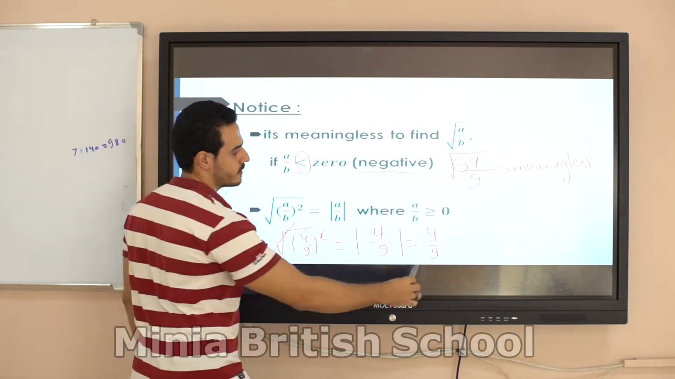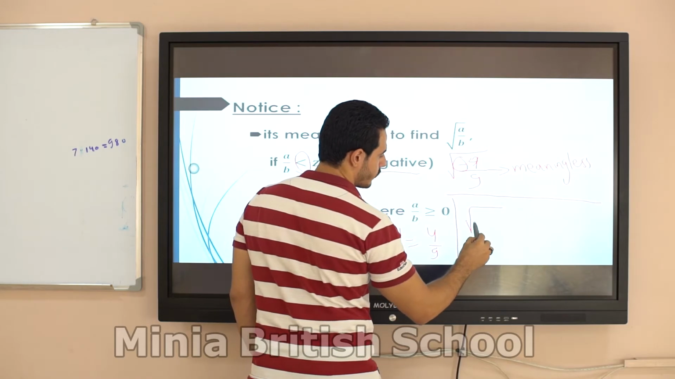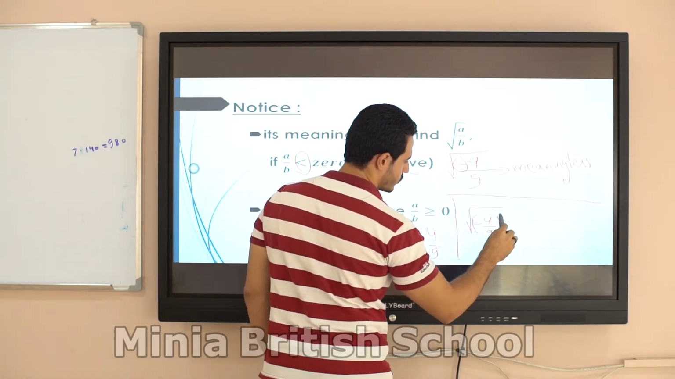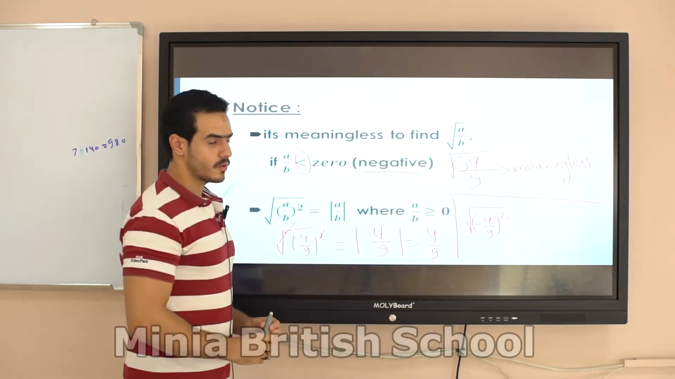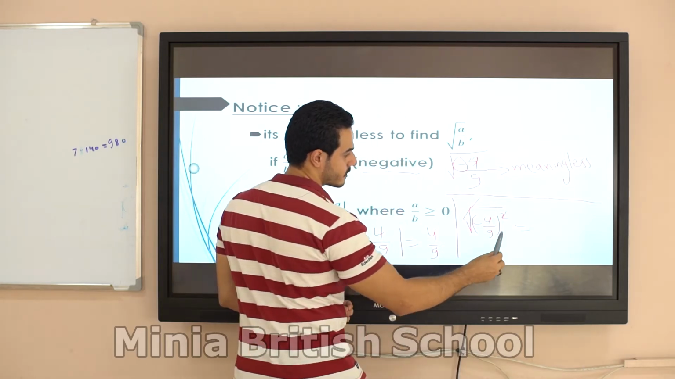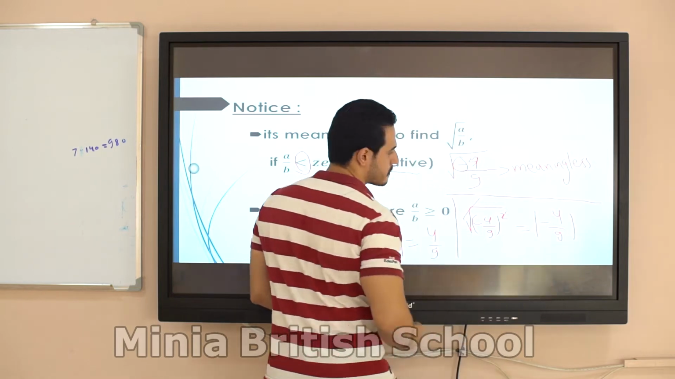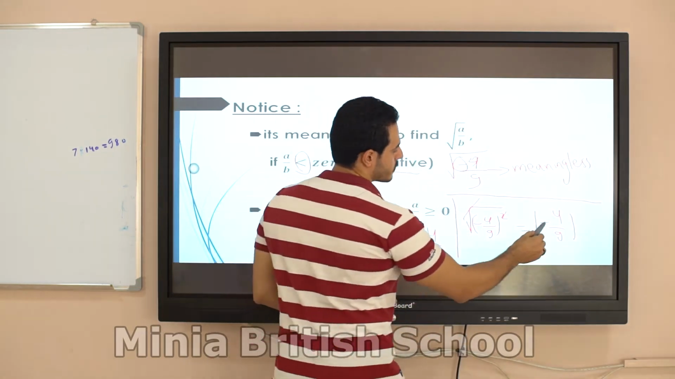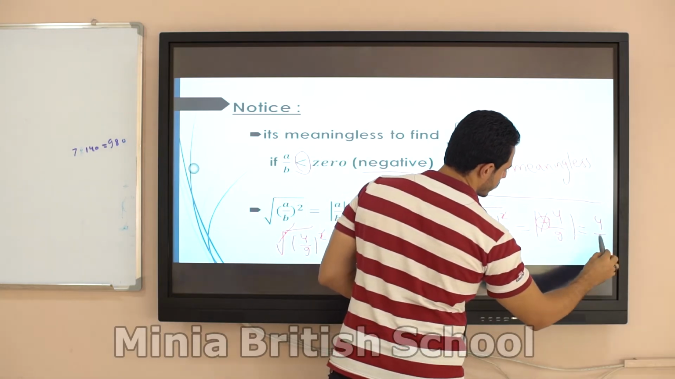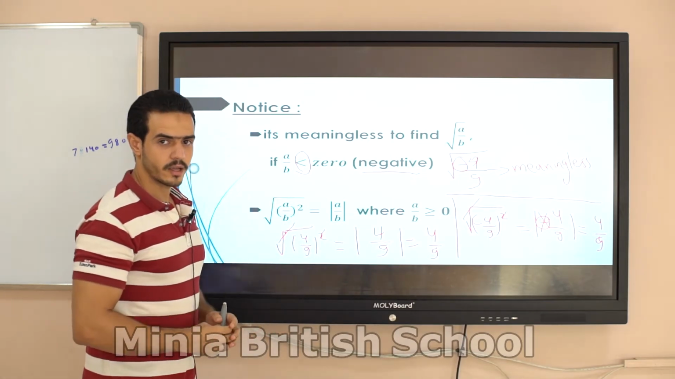Here I can write a negative like this, square root of negative 4 over 9 all power 2. Okay, square root cancels power 2, and write absolute value of negative 4 over 9. Absolute value does what? Absolute value cancels the negative, so it will be 4 over 9.